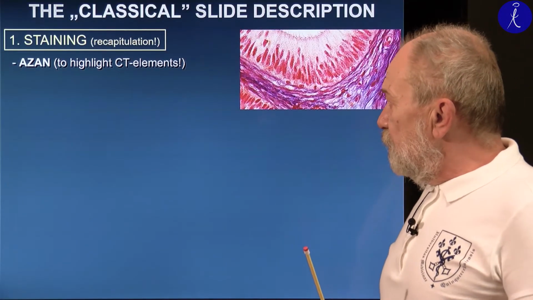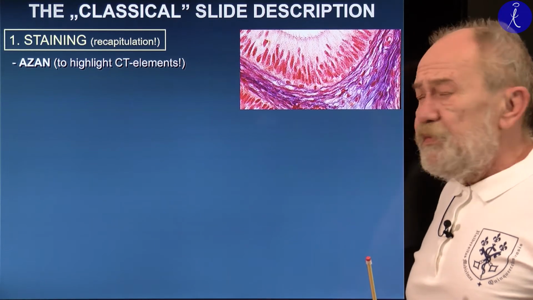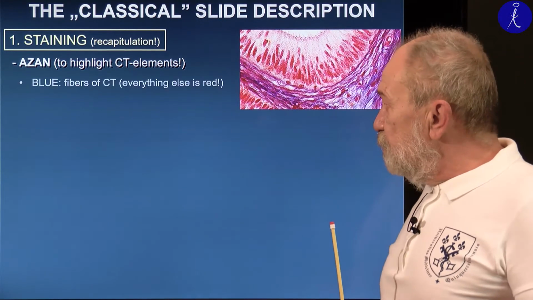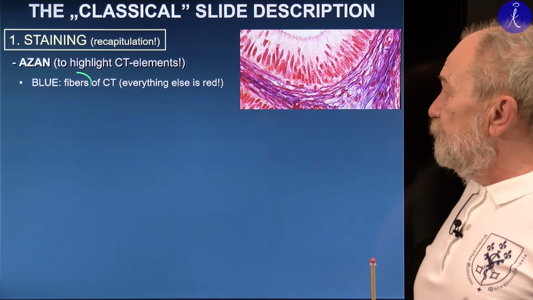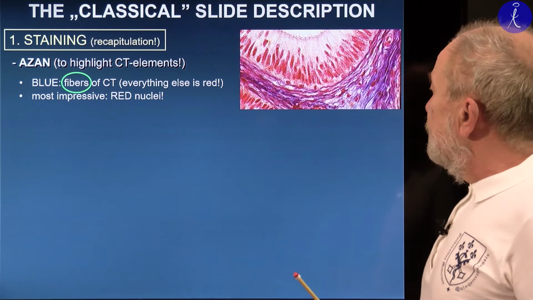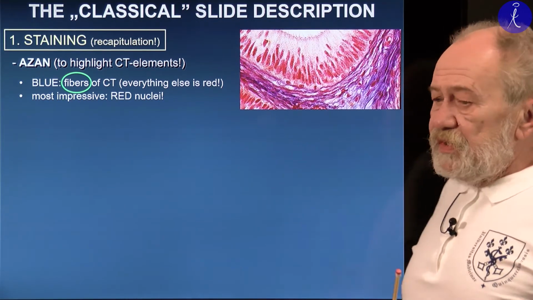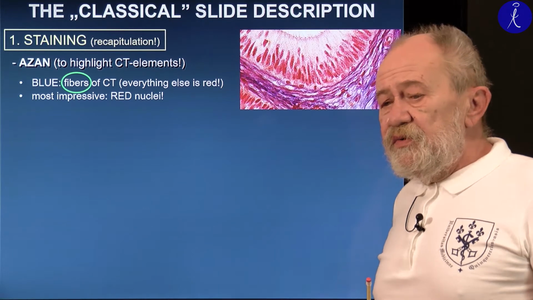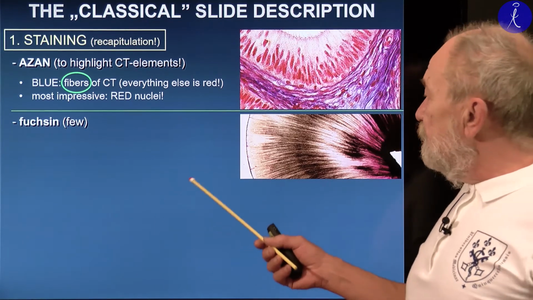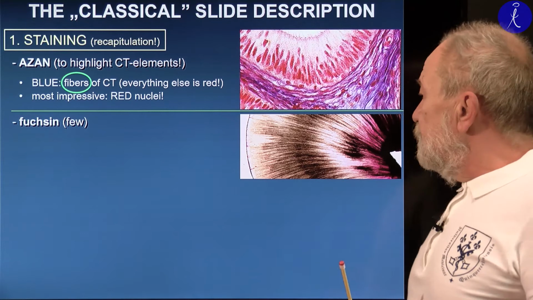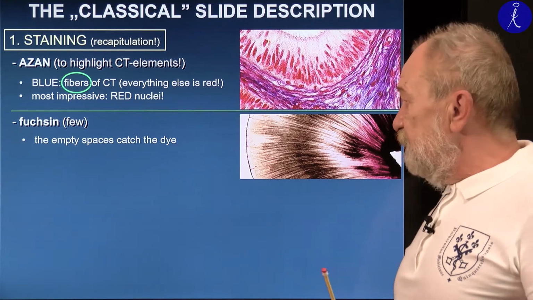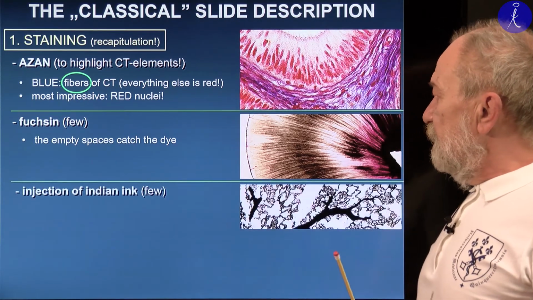Then also quite rarely used is the Azan staining. The connective tissue fibers are the ones which appear blue, and only these appear blue. And don't forget, not all the components of connective tissue, only the fibers, and everything else is red. The most important thing is that even if the aniline blue is faded out, the nuclei appear red, so that is a way to recognize the staining. The other one, this is the ground tooth stained with fuchsin. The fuchsin, as you know, diffuses into spaces, fills up the empty spaces, and that is what is stained by it.